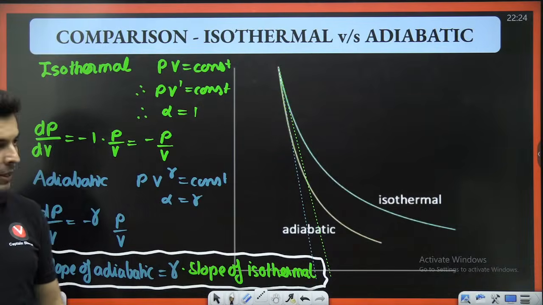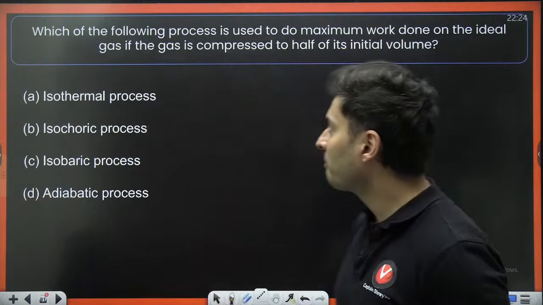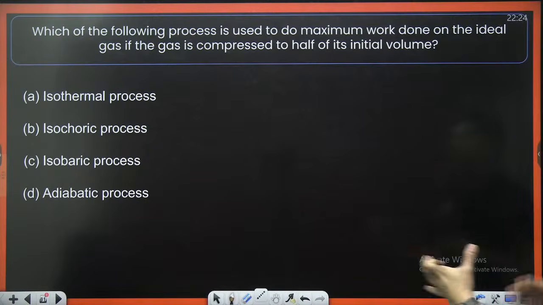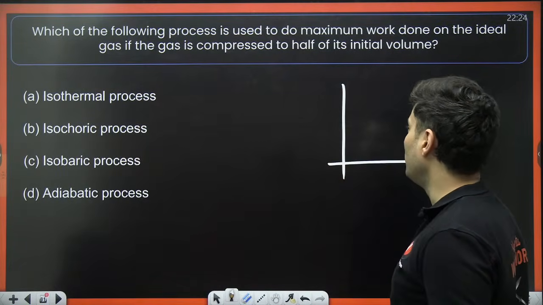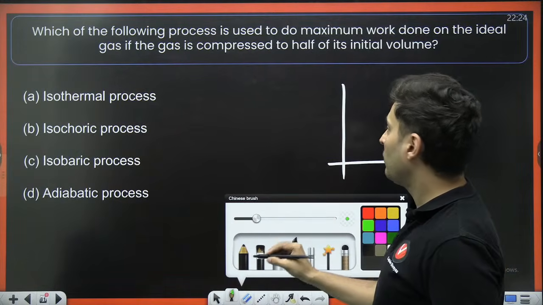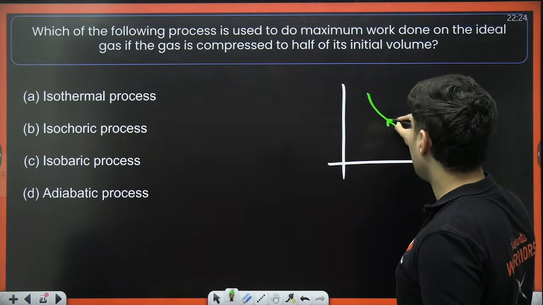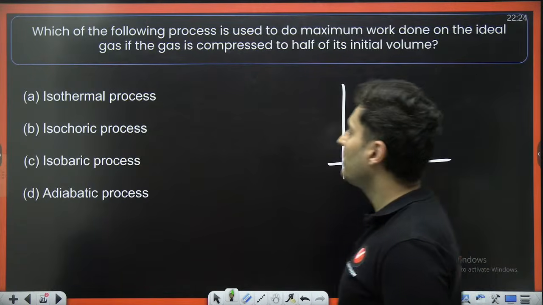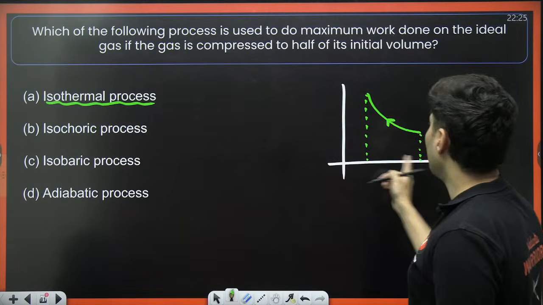Yes. Okay. All right. Let's see if you guys can solve these few questions coming up on your screen. Which of the following process is used to do maximum work on an ideal gas if the gas is compressed to half the volume? Let's think about it. If you take isothermal process, it will be like this, half the volume. You are compressing it to half the volume from here to here. This will be for isothermal process.